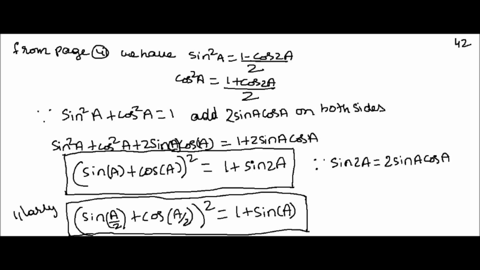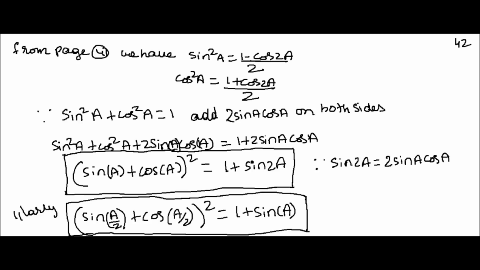So from page 41 we have sin square a is 1 minus cos 2a by 2. Cos square a equals to 1 plus cos 2a by 2. And also we have sin square a plus cos square a is equal to 1. Now add 2 sin a cos a on both sides of this. So then what you will get? Sin square a plus cos square a plus 2 sin a cos a equals 1 plus 2 sin a cos a. But sin square a plus cos square a plus 2 sin a cos a is nothing but sin a plus cos a whole square, and 2 sin a cos a is again nothing but sin 2a. So sin a plus cos a whole square is equal to 1 plus sin 2a.